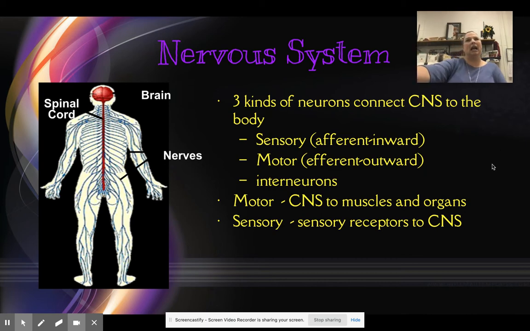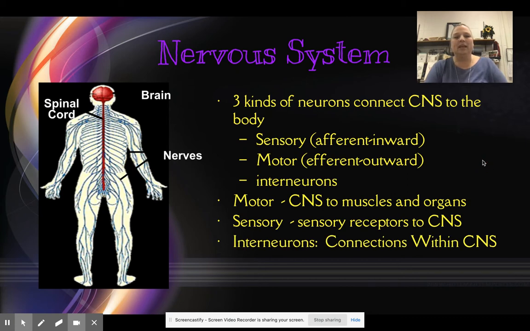So I touch that hot stove and it's hot and my fingers feel that heat and it immediately rushes to my central nervous system so that my brain will say, "Hey, idiot, let go of that hot plate." And you react. Then you have your interneurons, and those are basically the connections within the central nervous system that you see there.